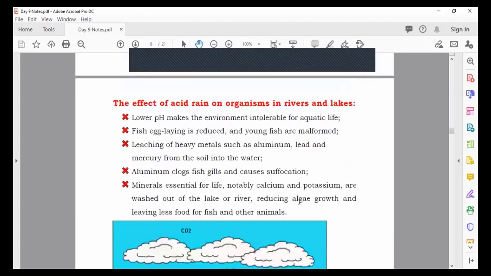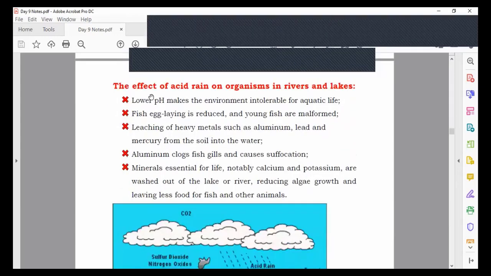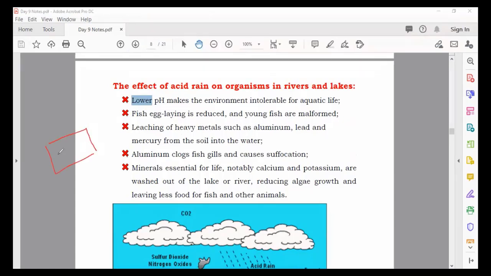For example, you can see here the effect of acid rain on the organisms in the river and the lakes. What's number one? Lower pH. I think you know what is meant by lower pH. For example, if this is your ground, and here you have water in a lake. This is a lake. It has a normal pH of 7. 7 means neutral. You know that as a chemistry student.